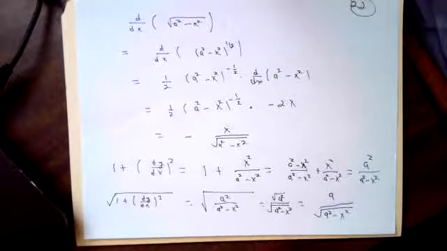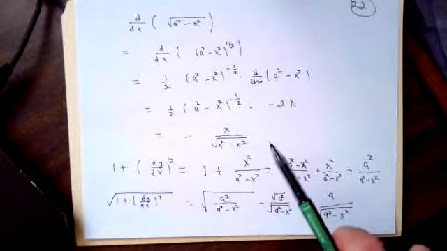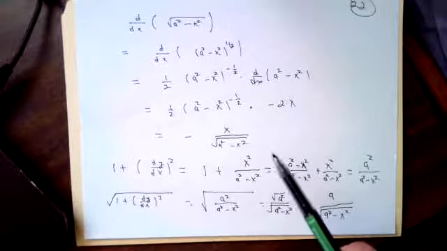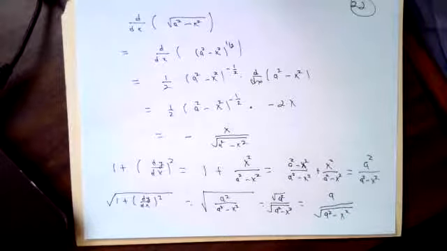But there's more. The chain rule says I have to multiply by the derivative with respect to x of the thing that I was feeding into the square root function to start with. The derivative of a squared minus x squared is negative 2 times x. The 1/2 and the 2 cancel each other out. I've got a negative sign.